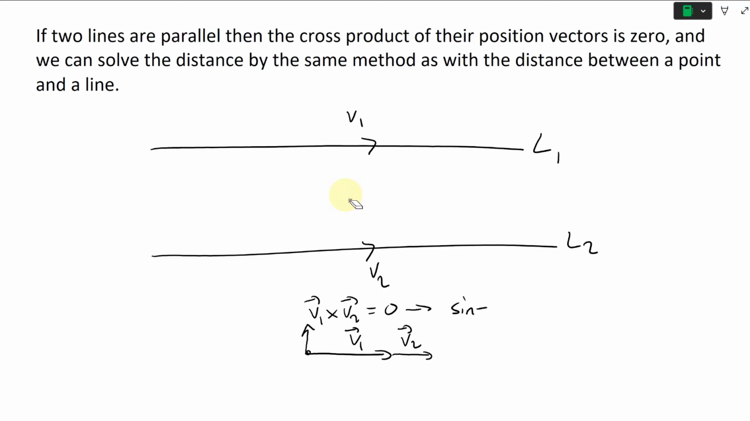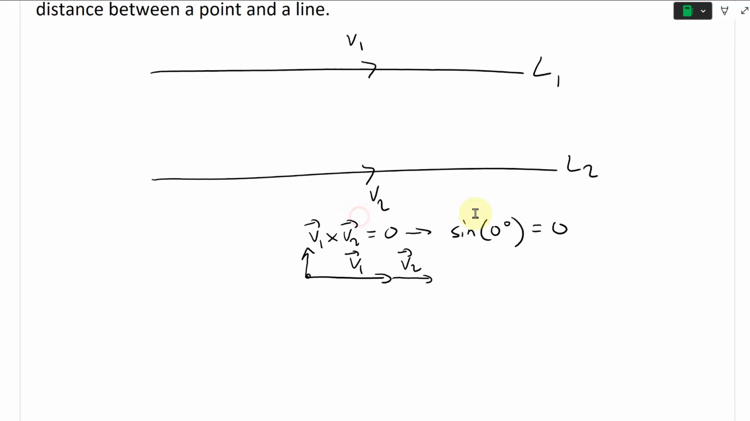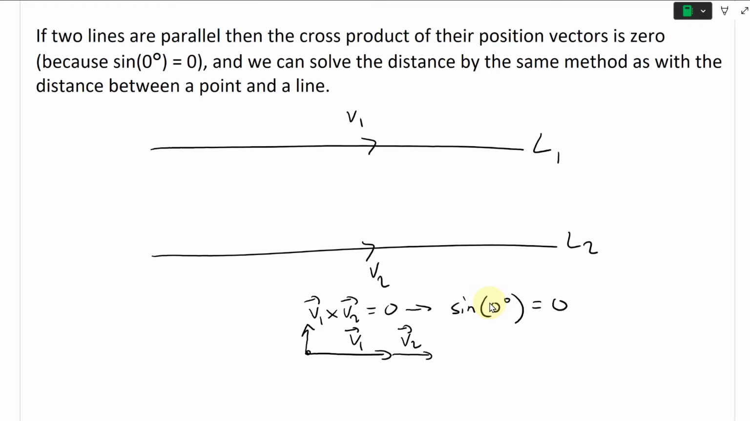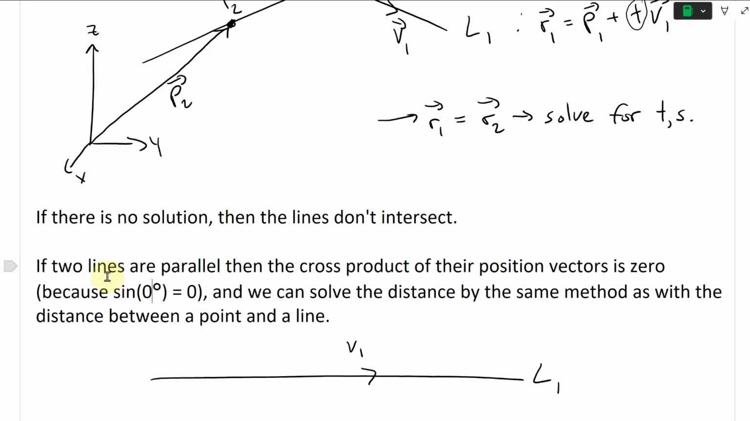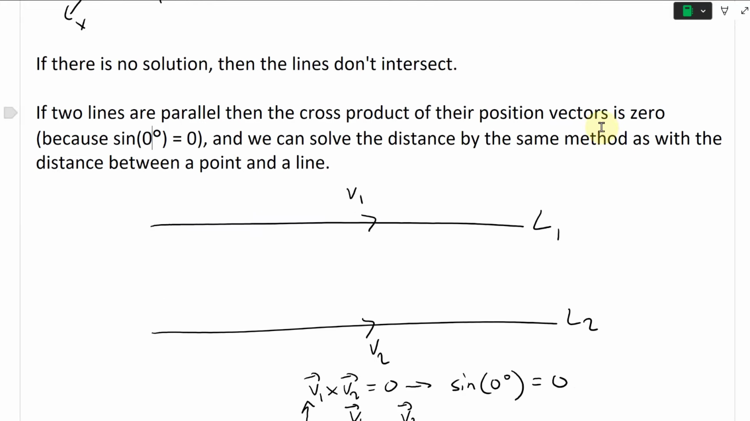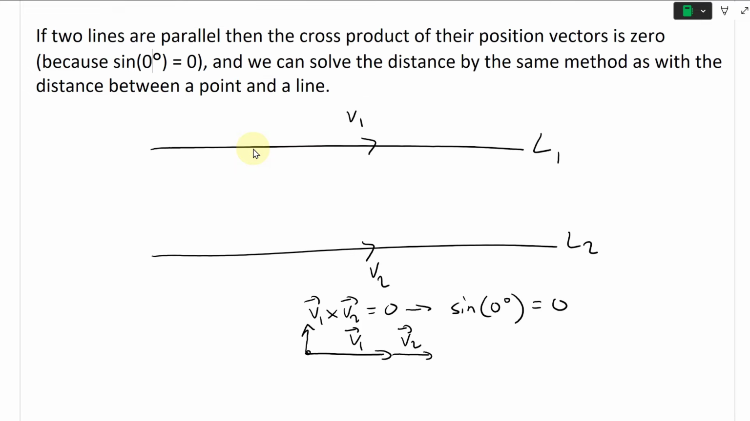So sine of 0 is 0, like here. Sine of the angle 0 equals 0. And that's because the magnitude of the cross product is equal to the area of the parallelogram, which has that sine in there. And here I just wrote this right here as well. So if two lines are parallel, then the cross product of their direction vectors is 0 because sine of 0 degrees is 0.